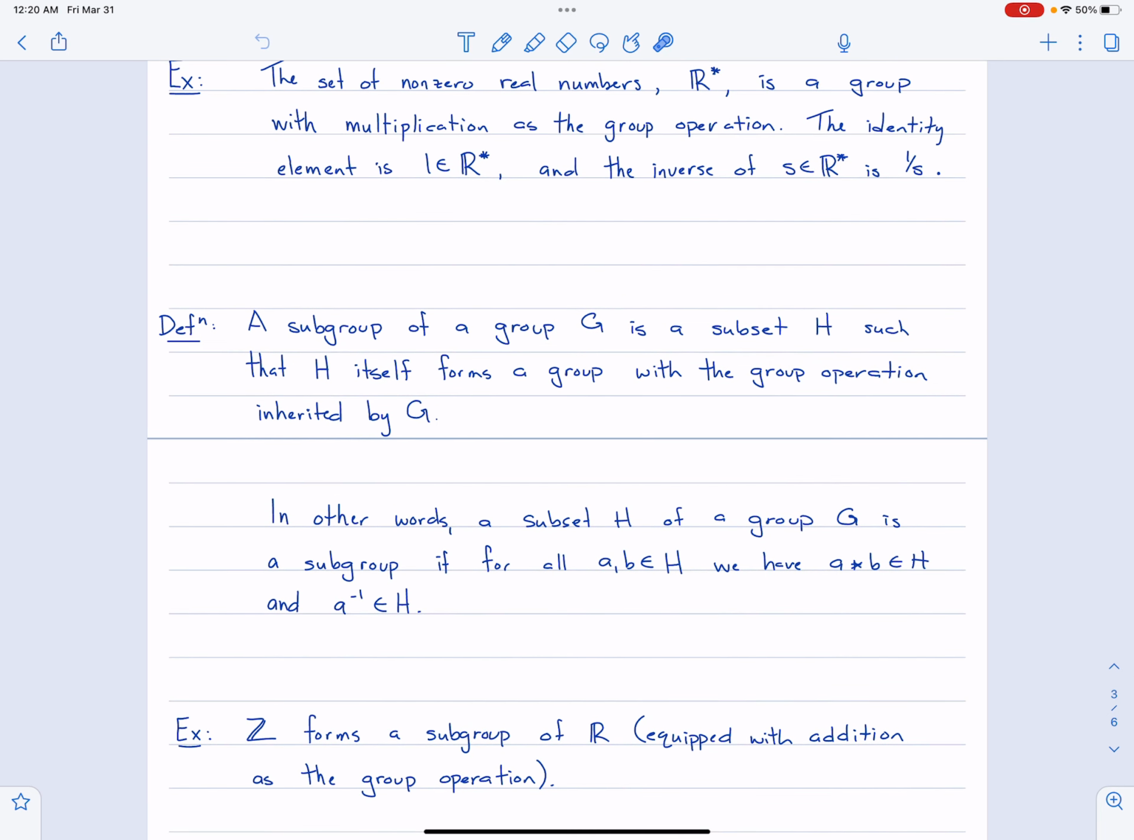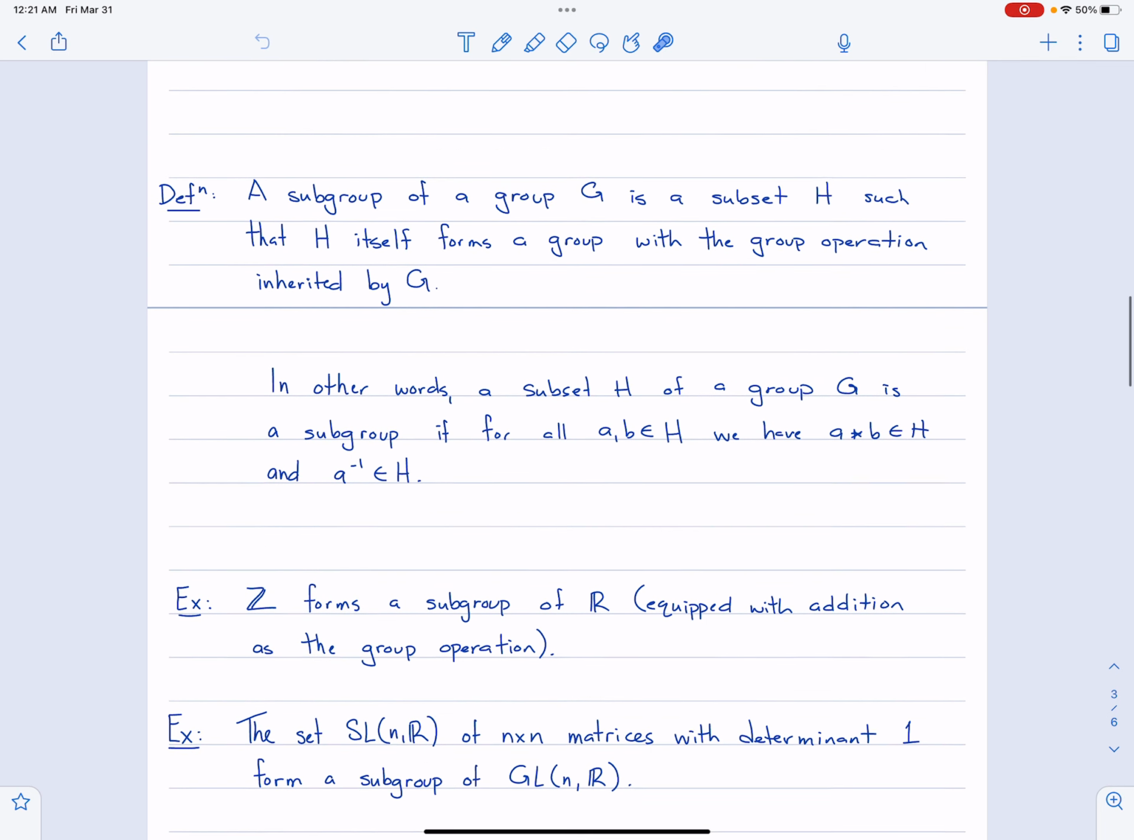So looking back at some of our examples, remember the real numbers were a group under addition, and the integers are a subset of that group. And if you think carefully, anytime I add two integers together, I get another integer. And if I have an integer 5, the inverse of that integer is -5. That is also an integer. So therefore, Z is a subgroup of the reals.